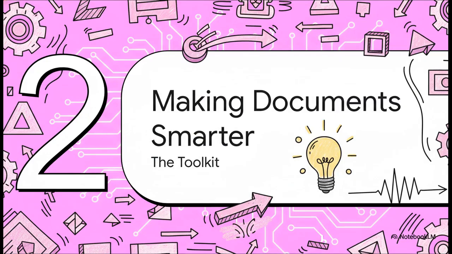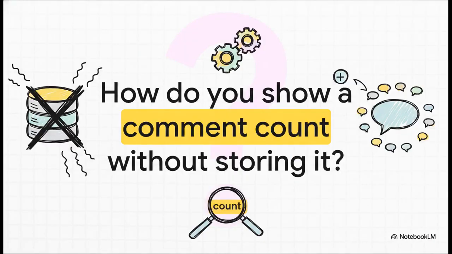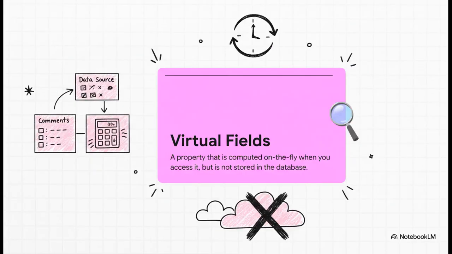All right, our data model is looking pretty solid, but now it's time to make it smarter. This is where we stop just storing data and start adding some of the really cool dynamic features to our blog. Okay, first challenge. We want to show how many comments each post has. Seems simple, right? But if we just store a comment count number in the database, what happens when someone deletes a comment? We'd have to remember to go and update that number and, well, things can get out of sync really fast.